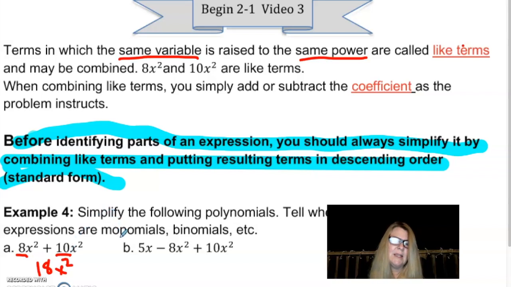If we look at this and we want to determine whether it's a polynomial, what type of polynomial it is. Is it a monomial, a binomial, a trinomial? What is it? This one has one term, and if you recall, mono means one, so that's a monomial.